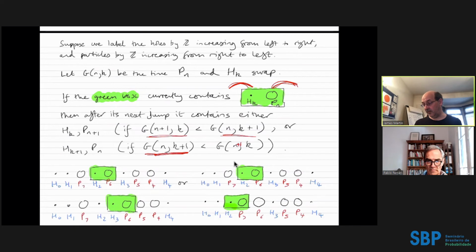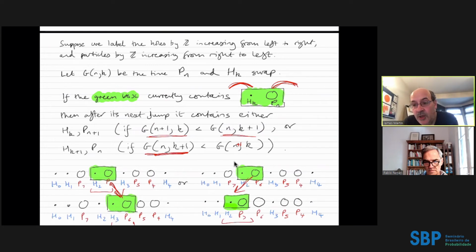So either the box, let's say the box was covering hole 2 and particle 6, like we've got here, either it goes to its right and it moves to cover hole 3 and particle 6, or it moves to its left and it moves to cover hole 2 and particle 7. Those are the two possibilities.